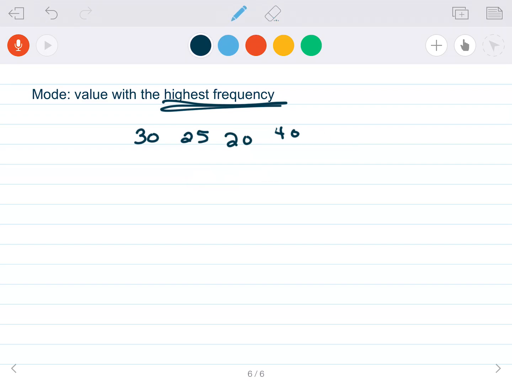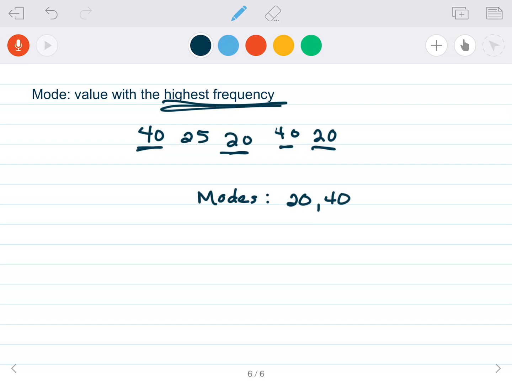Let's say now, hypothetically, you had a 20 again there, but then this wasn't a 30, and this was actually a 40. All right, so now you're seeing that the frequency of 20 is 2, and the frequency of 40 is also 2. So can you have multiple modes? Yes, you can. So you would say the modes are 20 and 40.